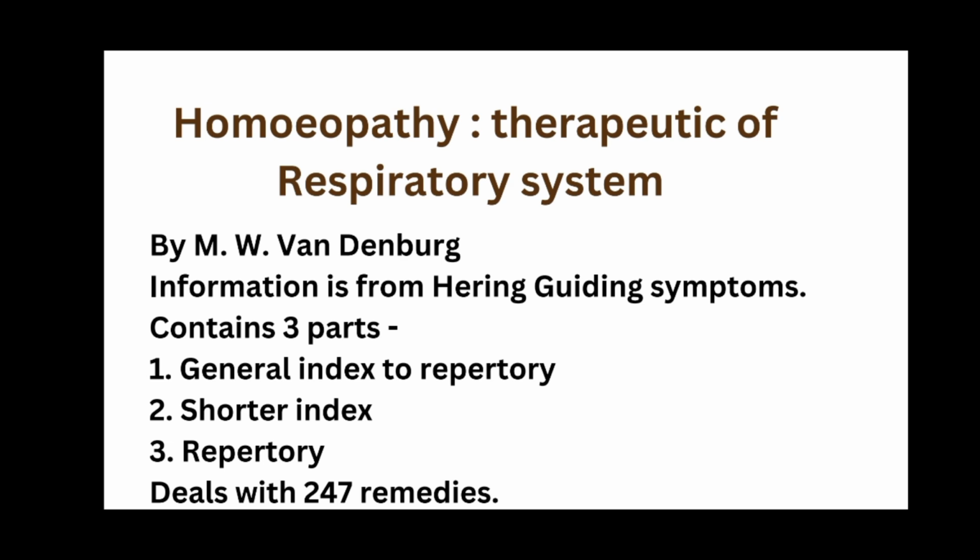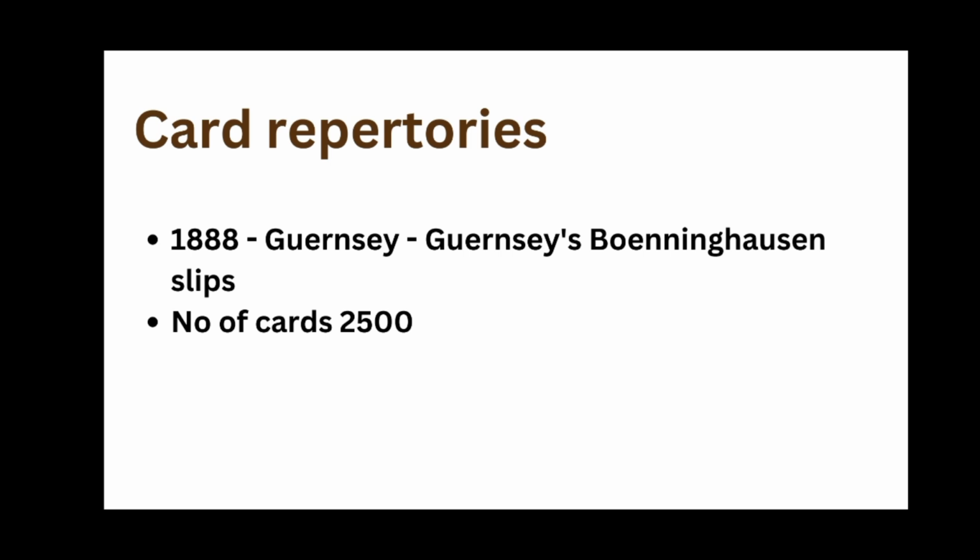The next repertory is Homeopathy, Therapeutics of Respiratory System. This is written by Dr. M. W. van Denburg. The information is from Hering's Guiding Symptoms. The main source of this repertory is Hering's Guiding Symptoms. It contains 3 parts: general index to repertory, shorter index, next repertory part. So, it contains 3 parts and it deals with a total of 247 remedies. So, these are some minor repertories.